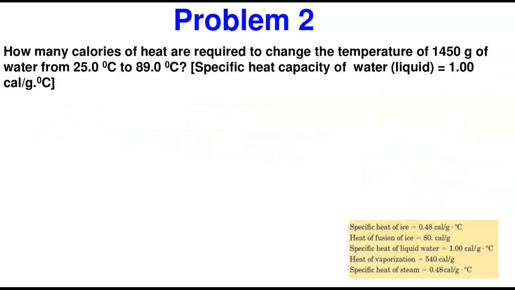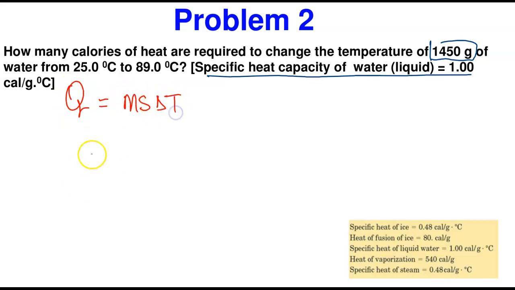All right, let's look at the second question. It says, how many calories of heat are required to change the temperature of 1450 grams of water from 25 degrees Celsius to this? Again, this is only a change of what? Temperature, no change of state. Again, we're going to use the formula: mass and the specific heat capacity of water times the change in temperature. The mass again is 1450 grams. We're going to multiply by it.